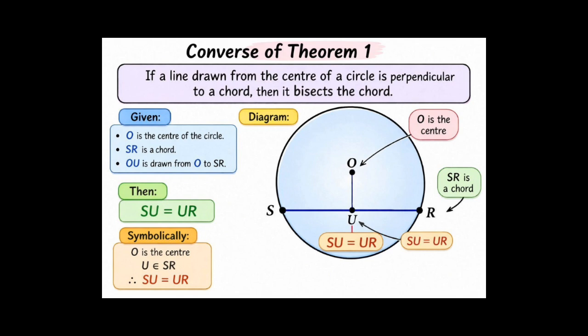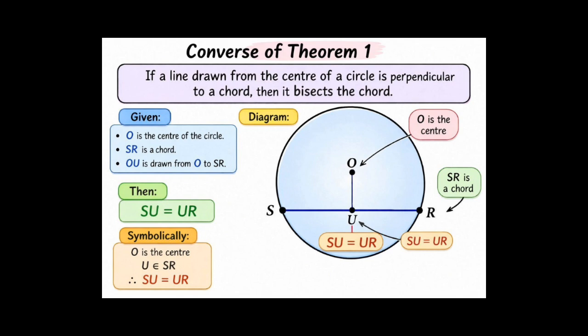Now, we already saw that from the exact theorem, we proved the converse of theorem 1. So from that, we knew that if a line is drawn from the center of a circle, perpendicular to your chord, then this line will bisect the chord, meaning it will divide the chord into two equal sides, making SU equal to UR, which is proved already.